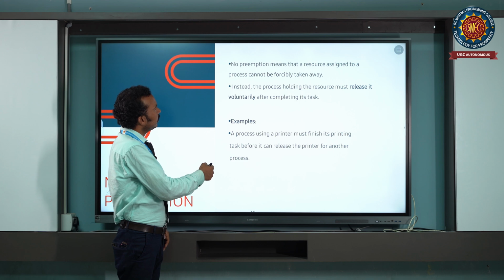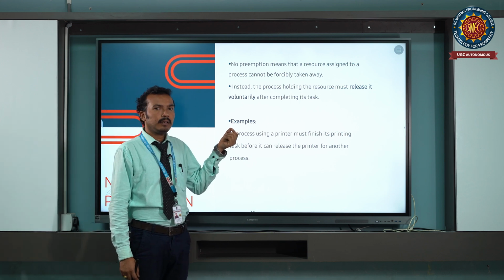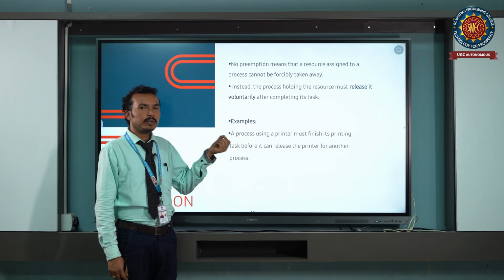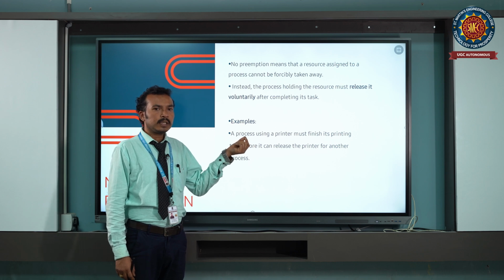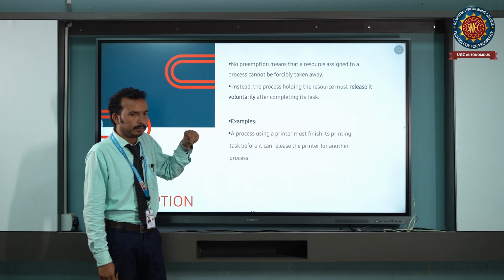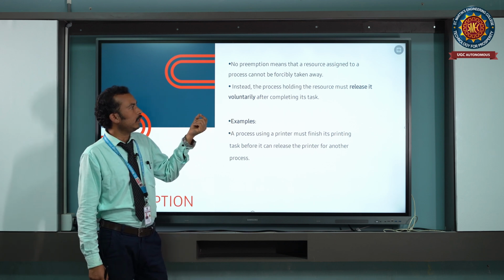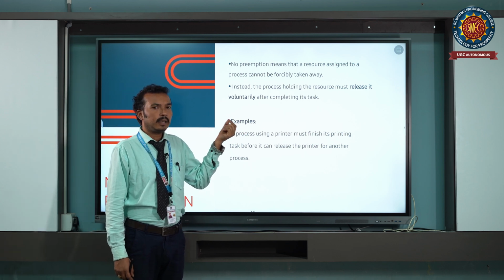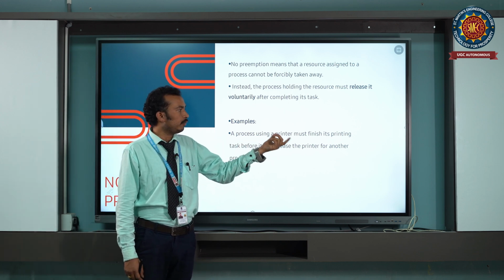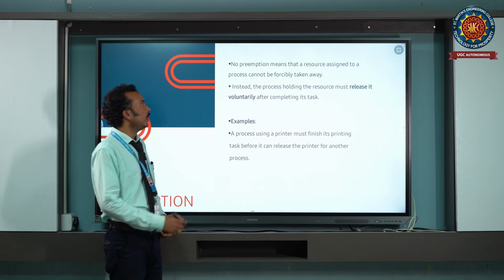And the next condition is no preemption. Preemption means when a high priority process comes, the low priority process will stop its execution, and the resources are allocated to that high priority process. After completion of the high priority process, only then will it allocate the resources back to the first process. So the process will release the resources voluntarily, after completion of its execution. For example, a process using a printer must finish its printing task before it releases the printer for another process. This is no preemption.